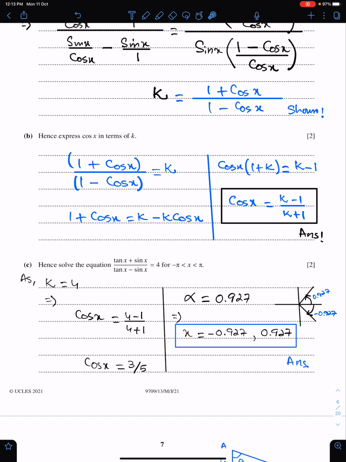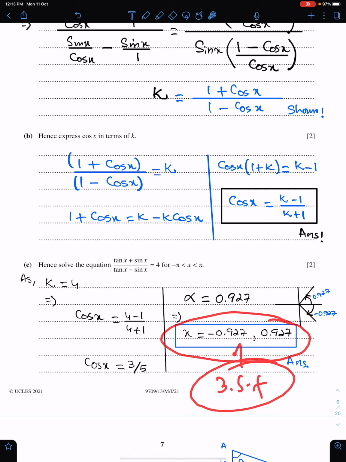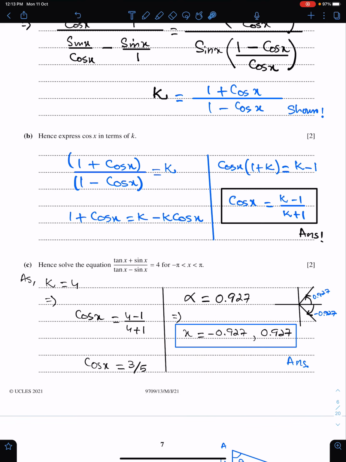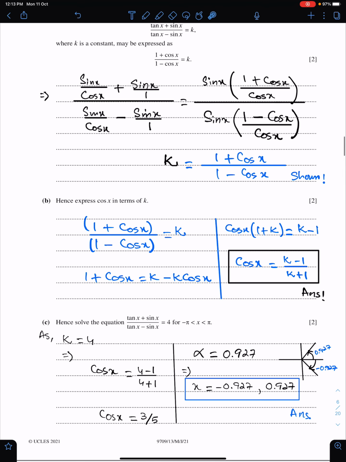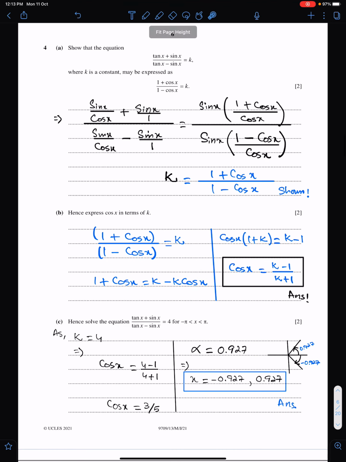Make sure you write your answer up to 3 significant figures, because the answers are in radians. When answers are in radians, then always give your answer up to 3 significant figures. You can check the solution of this question again.